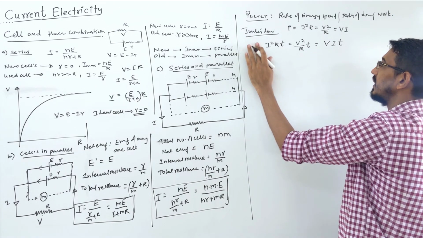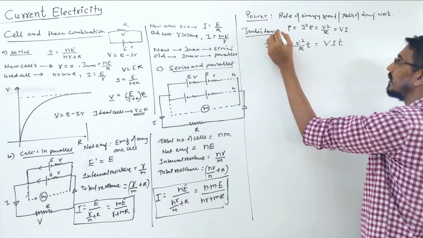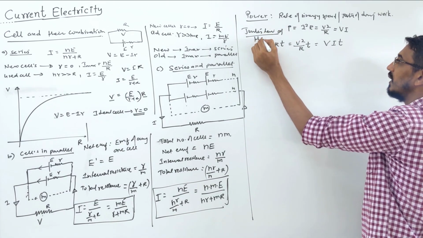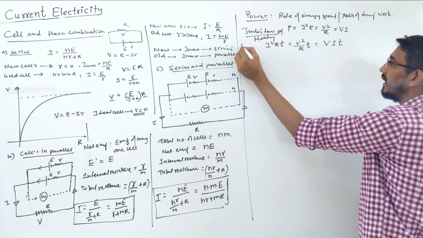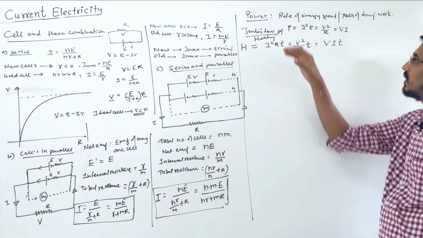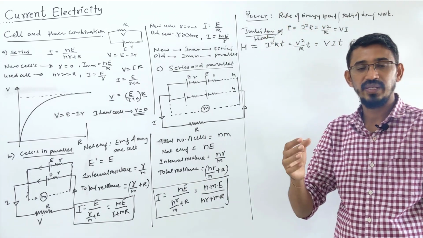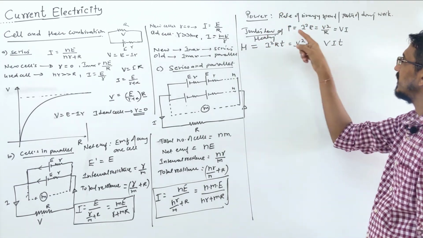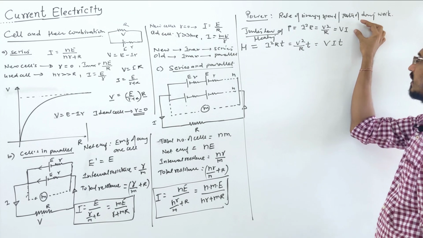I should write heat here actually. Let me write Joule's law of heating. Heat, I am writing energy. What is energy? Because power is the rate of energy, means energy by time. Here we are interested in calculating power, and these are the formulas we already know: I square R, V square by R, VI. These are the power.